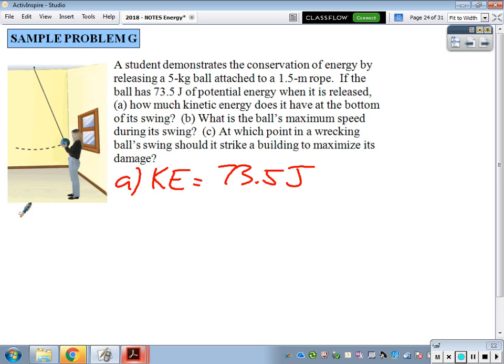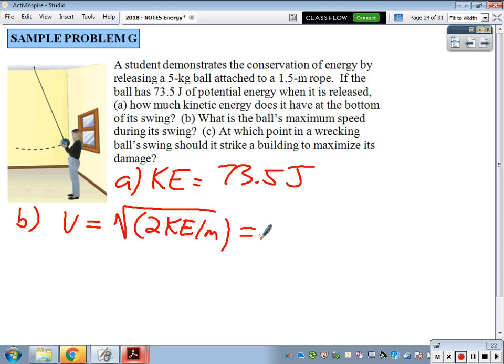Now in part B, we're asked, what is the ball's maximum speed during its swing? Well, at what point do we get maximum speed? At the height of 0 in the system, yes. The lowest possible point in that system, which is what we just found here. Kinetic energy is 73.5 joules. So when we rearrange 1/2 mv squared for velocity, pretty easy stuff, and we have done it before, we get the square root of 2KE divided by m.